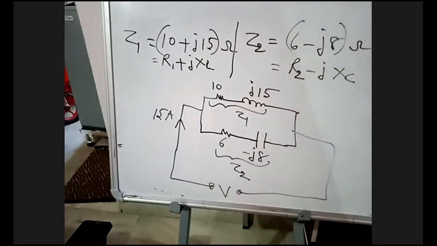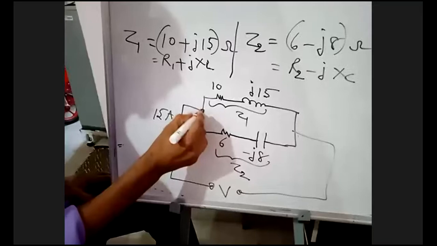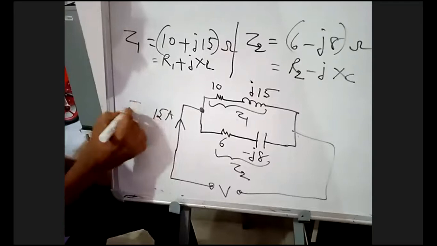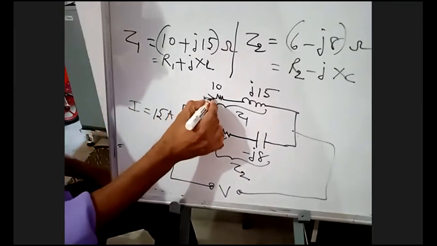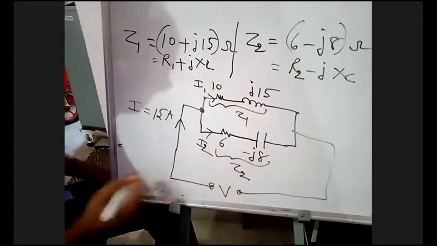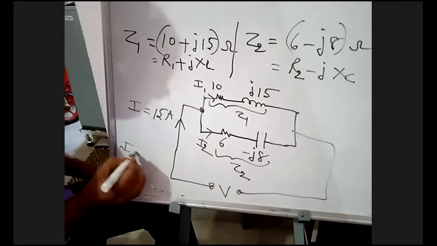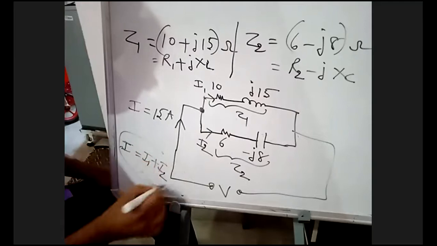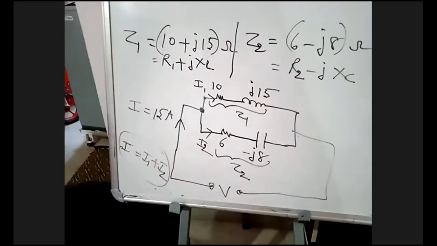So in series current is the same, but in parallel current will divide. So here the current is 15 ampere. When you apply the supply voltage, 15 ampere is flowing. This current will divide as I1 and I2, where I is equal to I1 plus I2.